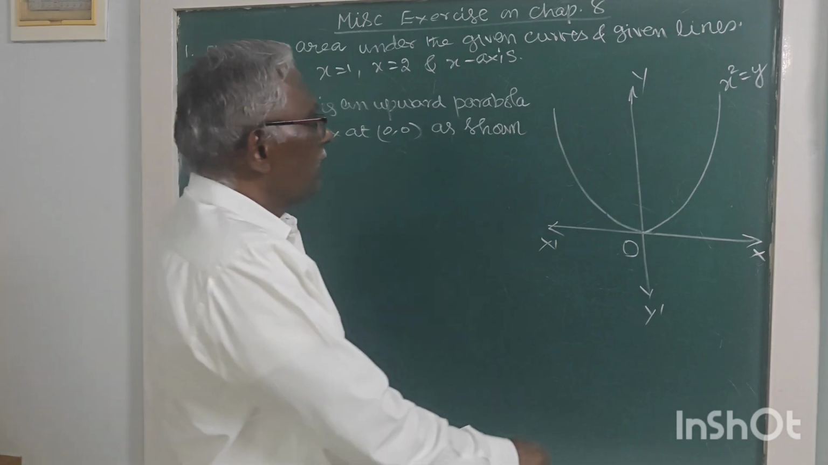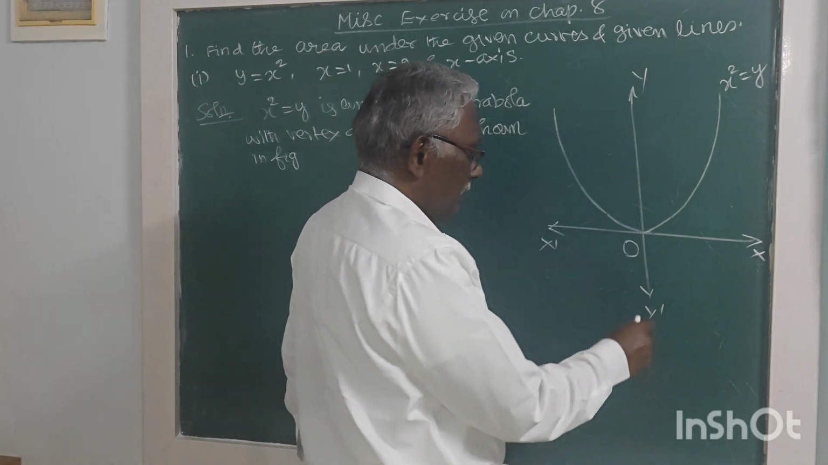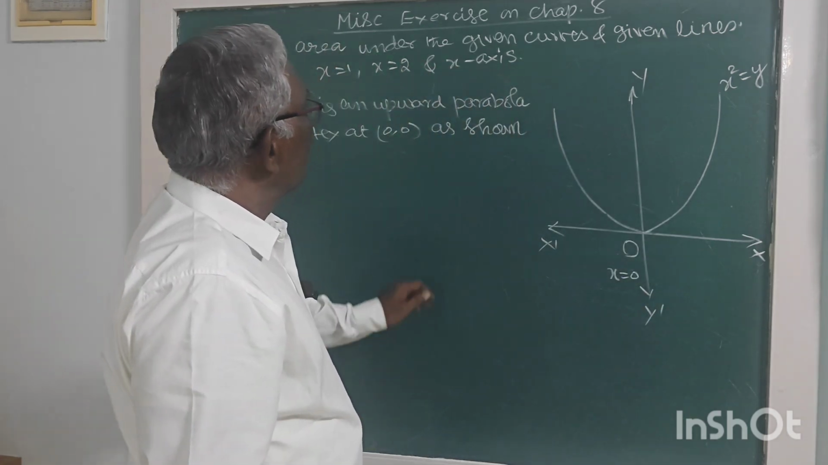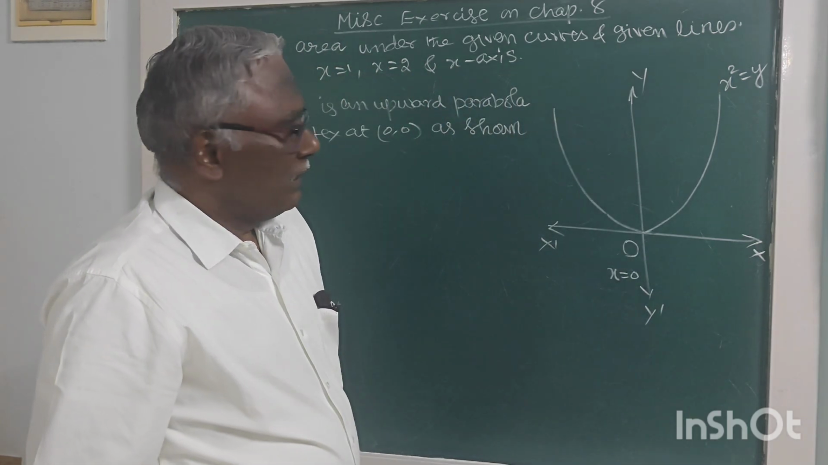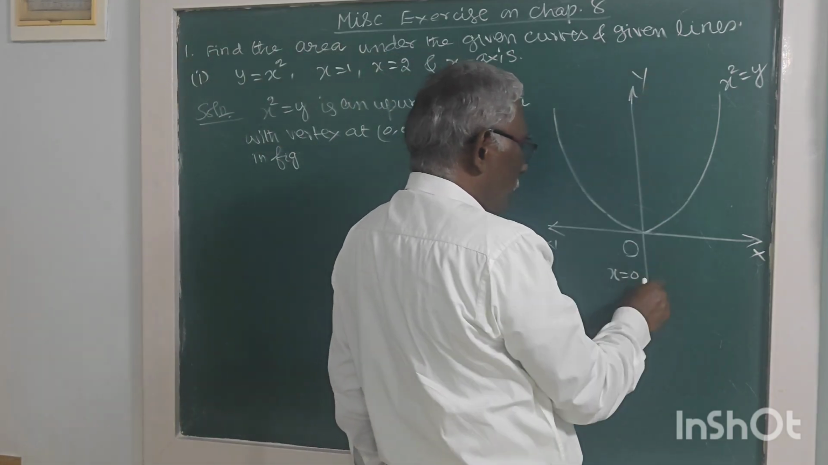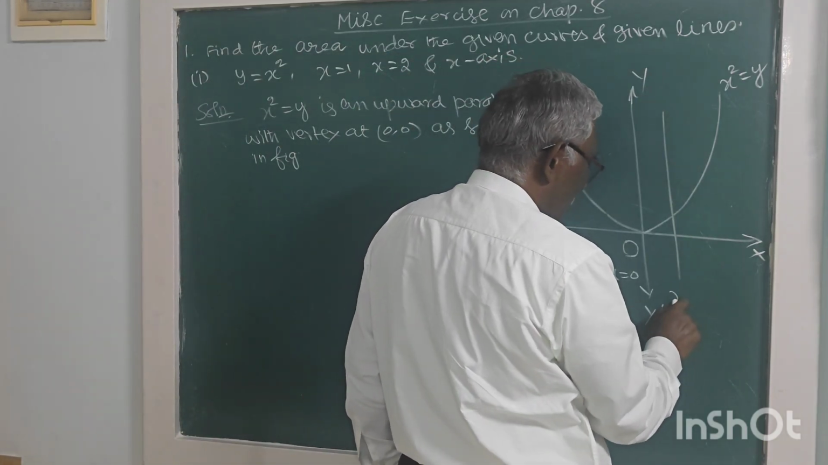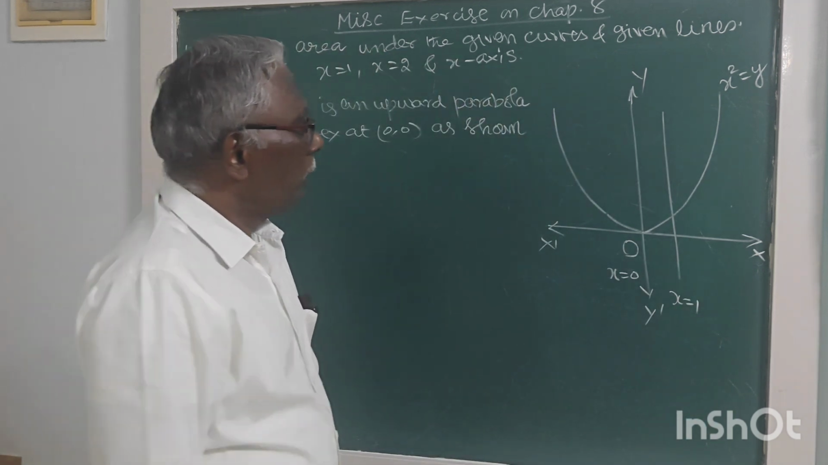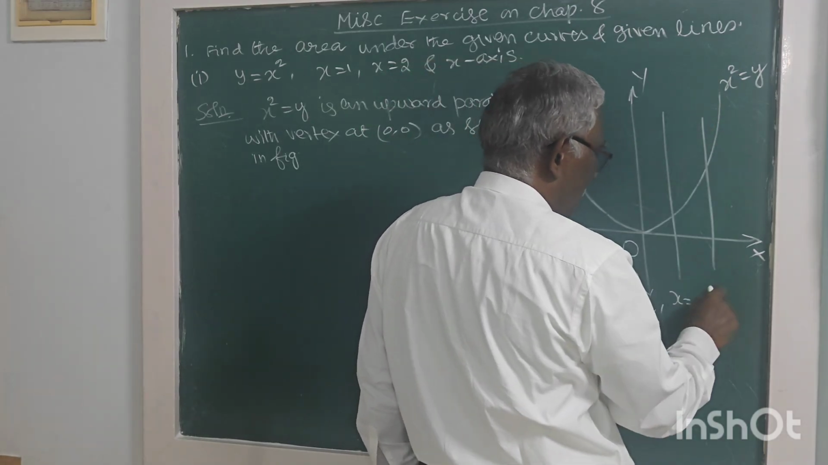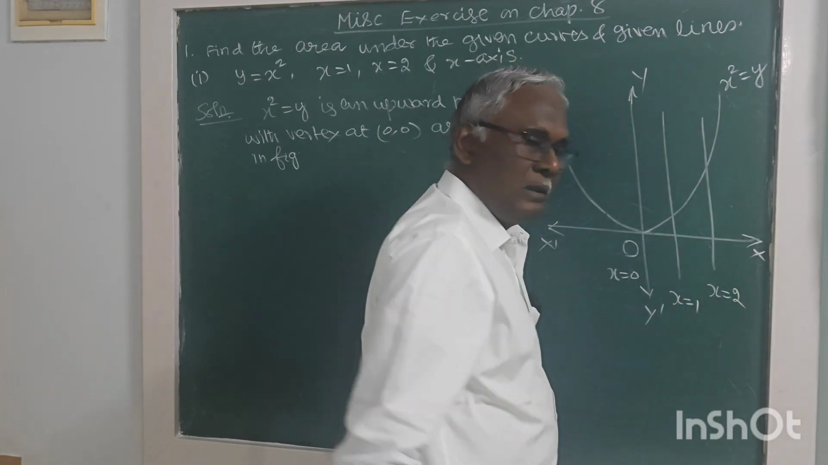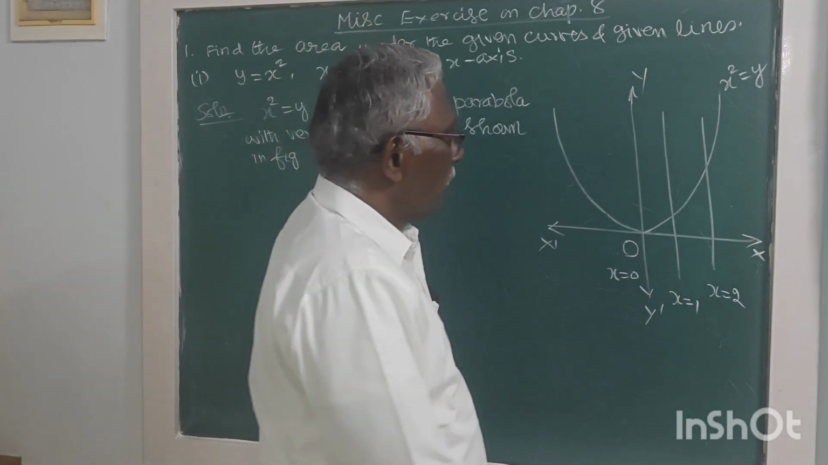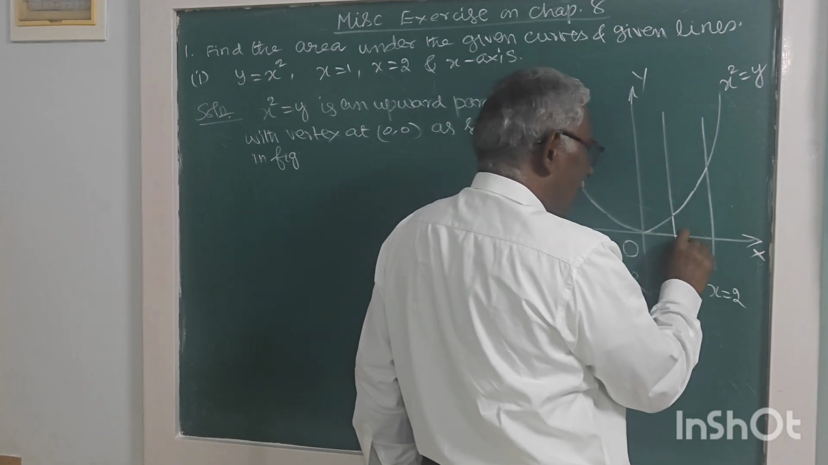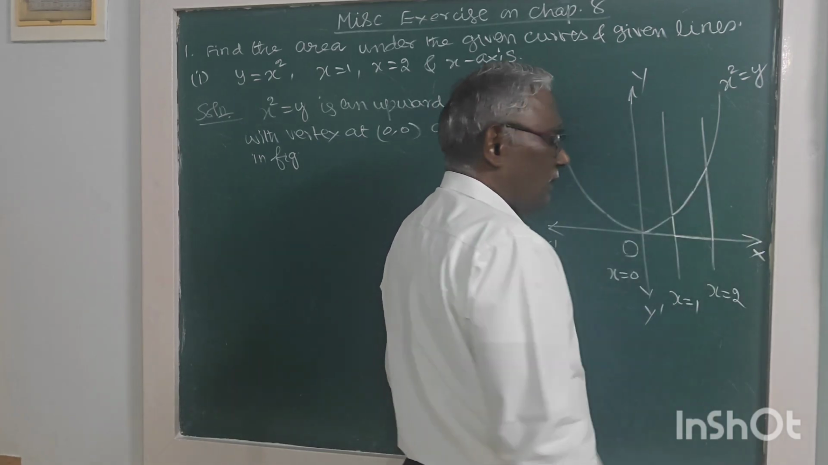Now, the equation of y-axis is x is equal to 0 and x is equal to 1 is a line parallel to y-axis as shown in the figure. X is equal to 2 is again another line parallel to y-axis. Now we have to find the area bounded by this curve y is equal to x square and the line x is equal to 1, x-axis and the line x is equal to 2.